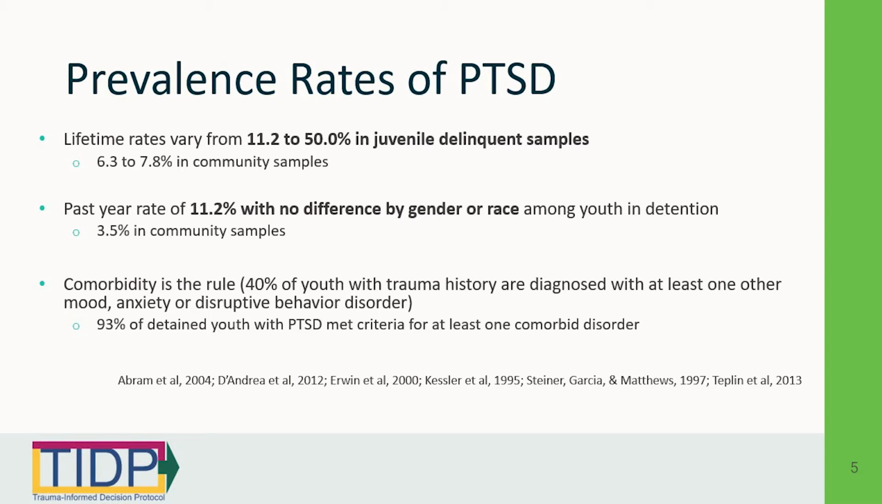And that past year rate really does not differ drastically in some samples by gender or by race. In other juvenile justice samples, we tend to see much higher rates of identified post-traumatic stress disorder in girls, relative to boys. But what we also know is that many youth who are diagnosed with post-traumatic stress disorder are also showing other mental health difficulties as well.